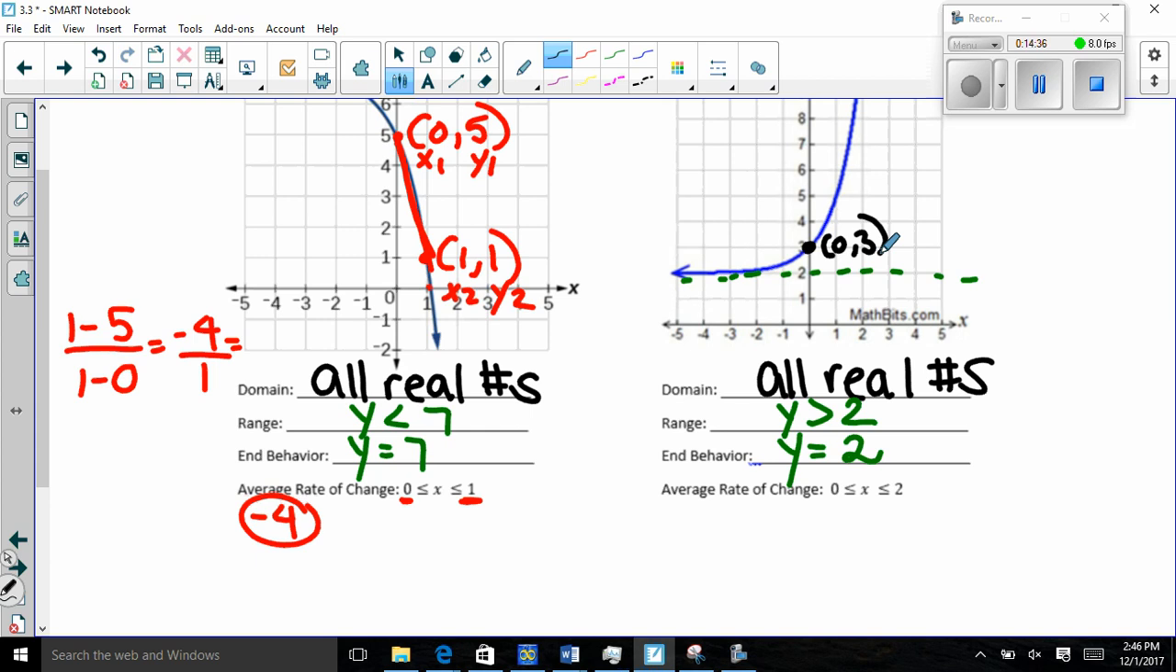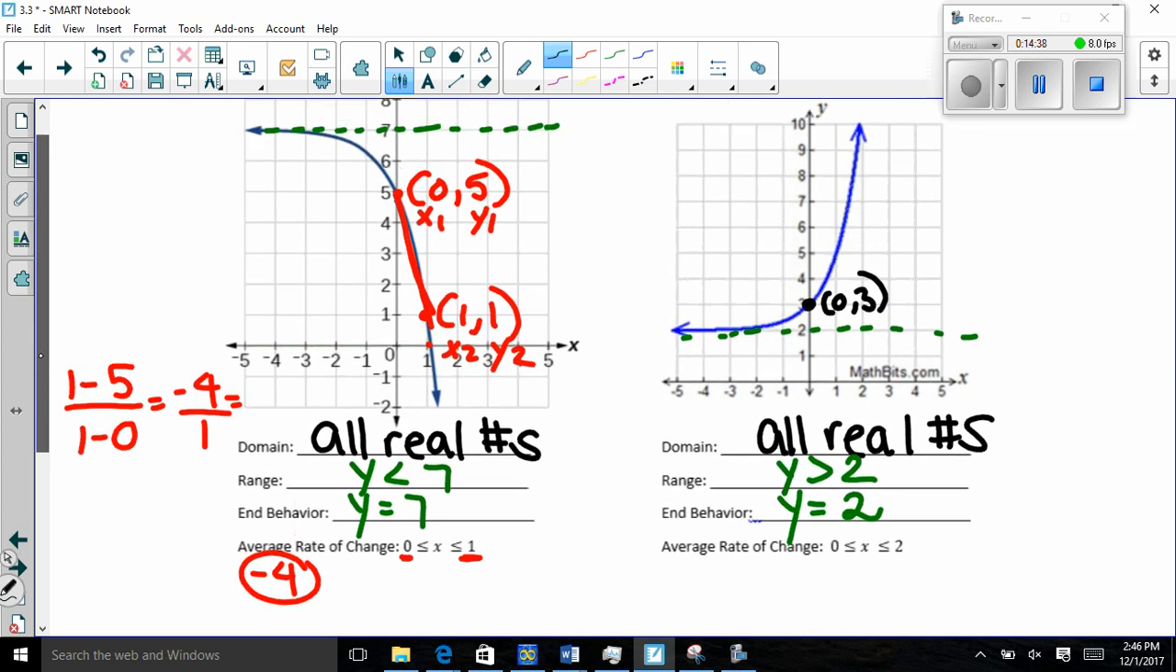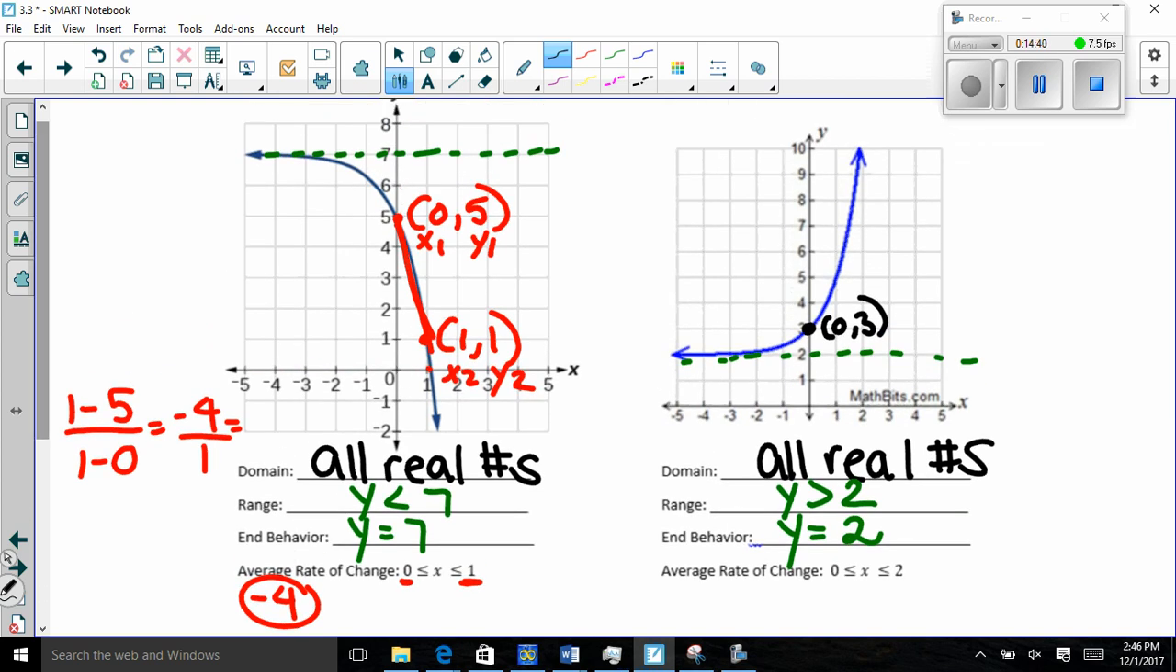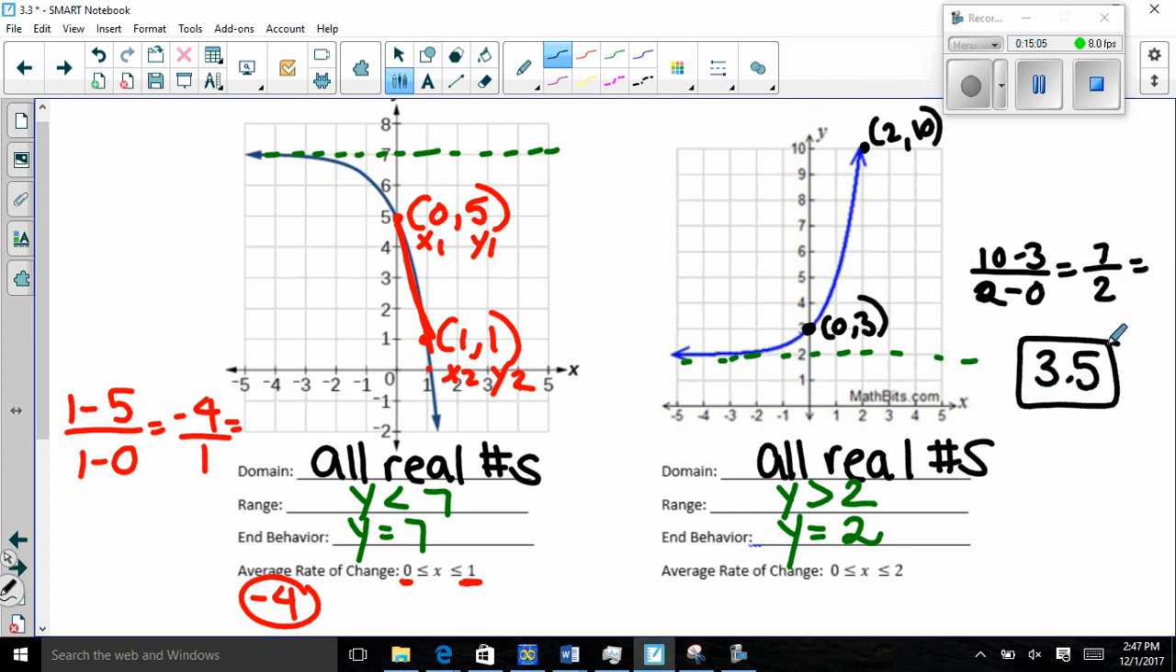When my x is 2, my y is 10, and I just find the slope of that. So I'll do 10 minus 3 over 2 minus 0, sorry. 10 minus 3 is 7, over 2, which ends up being about 3.5. And I know it's positive.